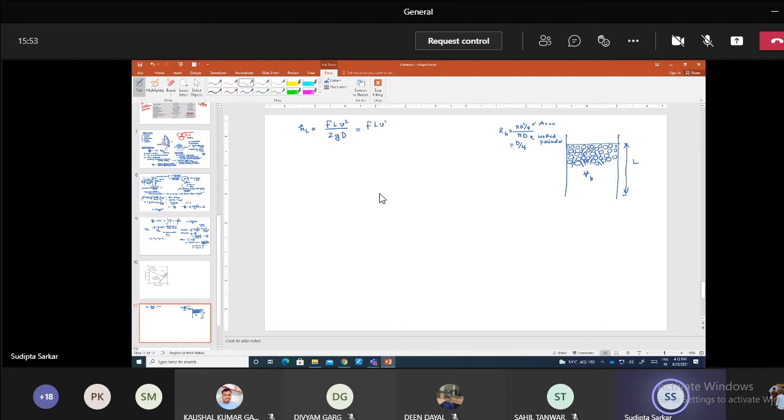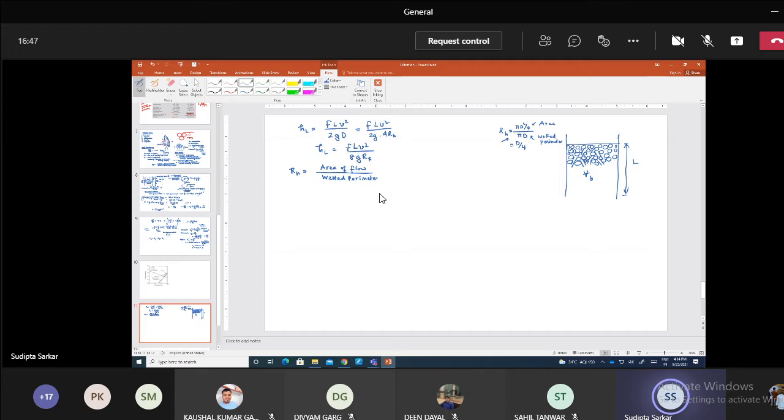So we can write f L v square divided by 2g into 4 into rh, where rh is the hydraulic mean radius, right? So that gives me head loss H equal to f L v square by 8 g rh. Now, what is this rh? As we have said, this is area of flow divided by wetted perimeter, for a pipe flow situation, right, where the pipe diameter is big. Now I'm just writing this for a general case. If rh is the hydraulic mean radius, then we can write it like this: area of flow divided by wetted perimeter.